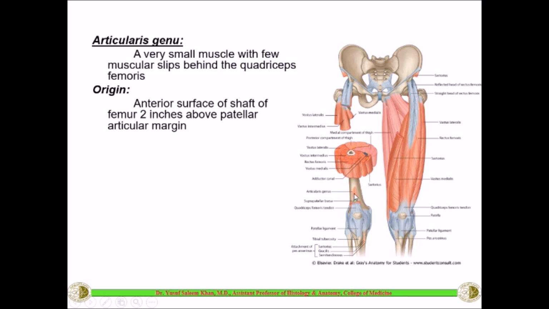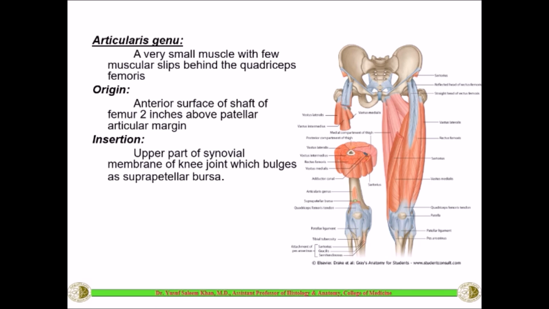This is called the articularis genu. It takes origin from the anterior surface of the shaft of the femur, almost 2 inches above the patellar articular margin. If you measure from here, it will be almost 2 inches above the patellar articular margin.